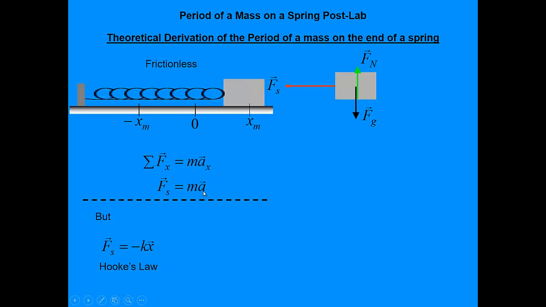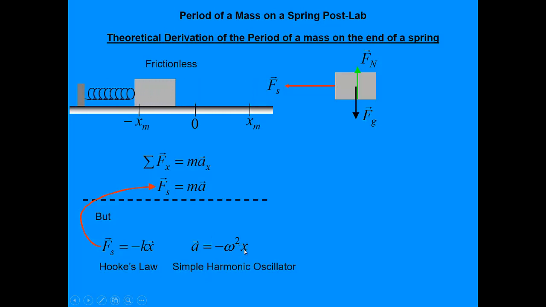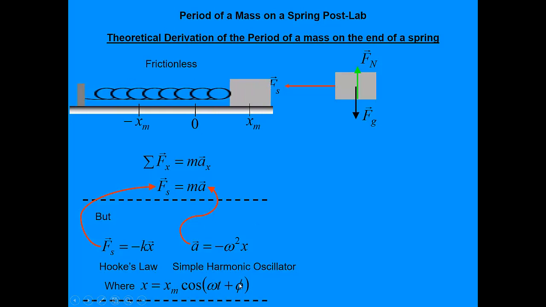Now, the acceleration is the acceleration of a simple harmonic oscillator, because we know that's what happens with the mass on a spring. And we have already, both experimentally and theoretically, derived an expression for the acceleration of a simple harmonic oscillator, which is negative omega squared x. Now be careful here. X in both of these equations is pretty loaded. X is actually x sub m cosine of omega t plus phi, right? Because these are oscillating. So these x's are functions of position.